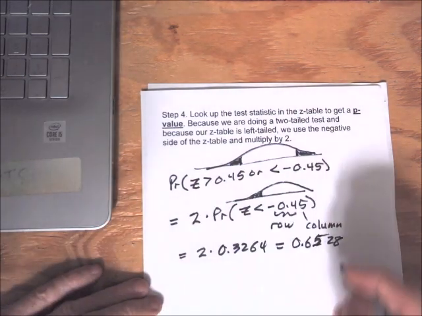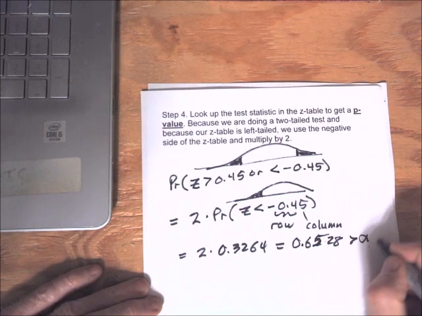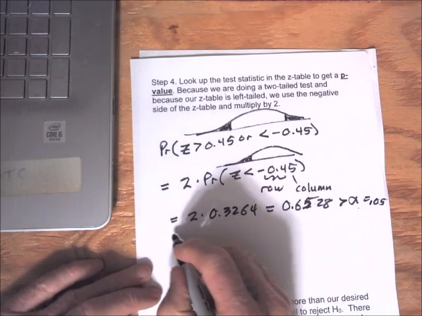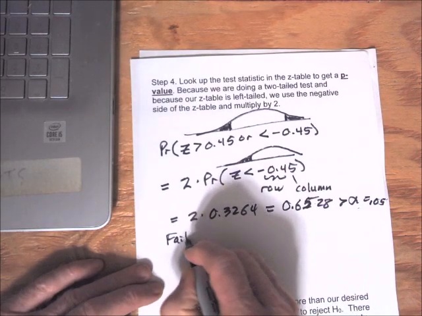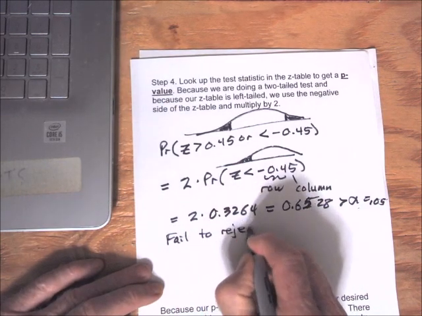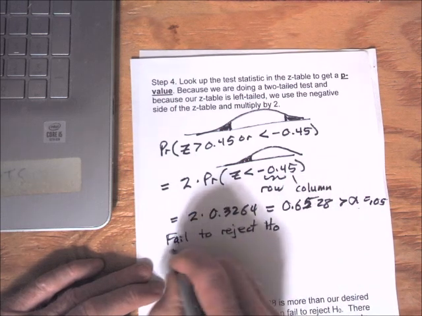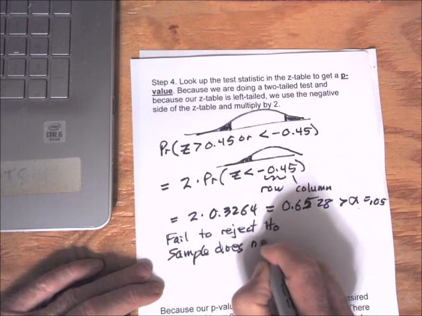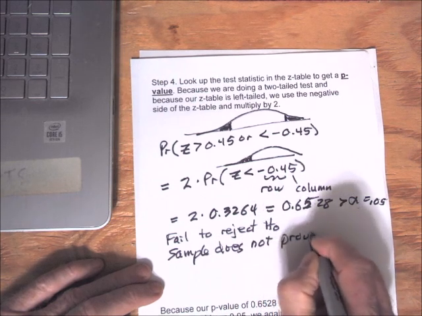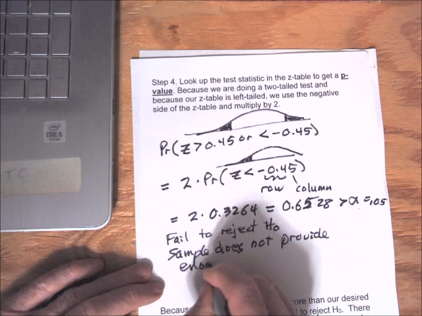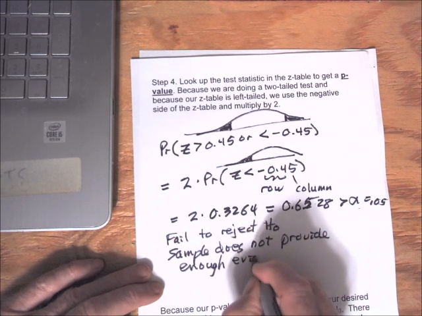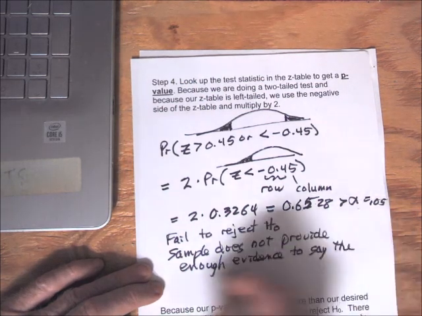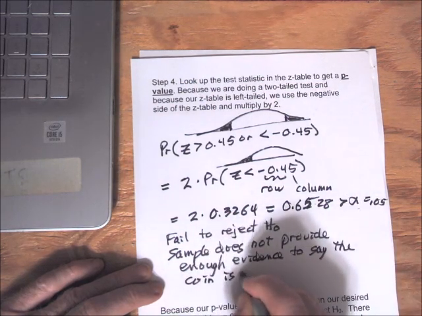Okay, so that is more than alpha. Alpha is 0.05. So that means we fail to reject H naught. The sample does not provide enough evidence to say the coin is unevenly weighted.